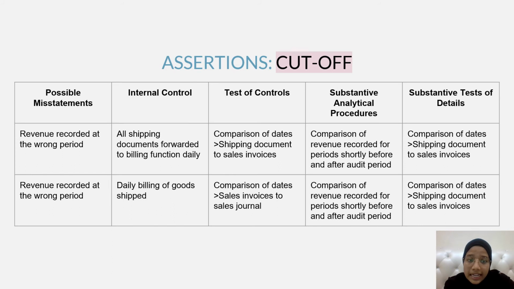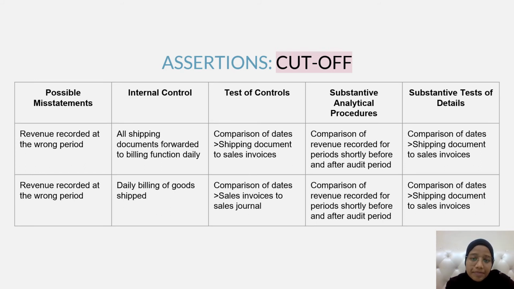shipped. Let's take a look at the first point, which is revenue recorded at the wrong period, and the internal control is all shipping documents forwarded to the billing function daily. So the test of control that might be performed by the auditor is comparison of dates on shipping documents to sales invoices.